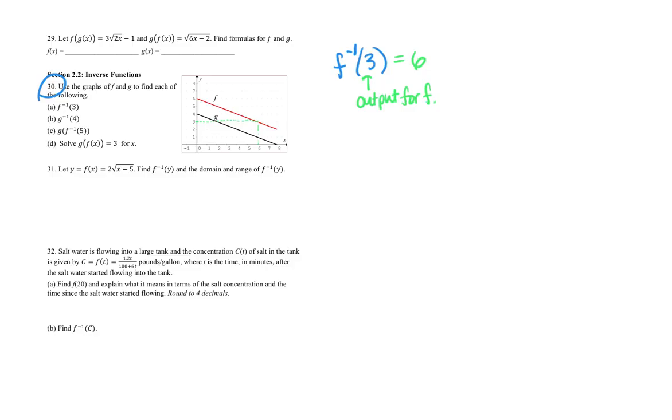Okay, what about g inverse of 4? What's that going to be? So that 4 is an output value for the function g. I'm looking at 4 and I want to see what input value gives me the output of 4 for g. And I can see it right there. It's at 0. So when x is 0, g of 0 is 4.